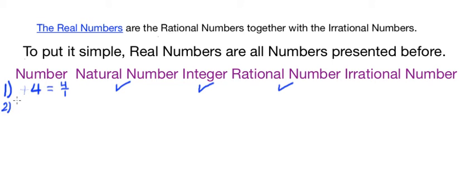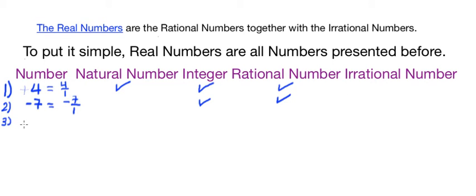Number 2, let's take a look at this number, -7. The number -7 is not a natural number. Natural numbers do not have signs. It is an integer. It is a rational number. The number -7 can be expressed as -7 divided by 1. So it's a rational number. And it cannot be an irrational number, right? Irrational numbers cannot be rational numbers.